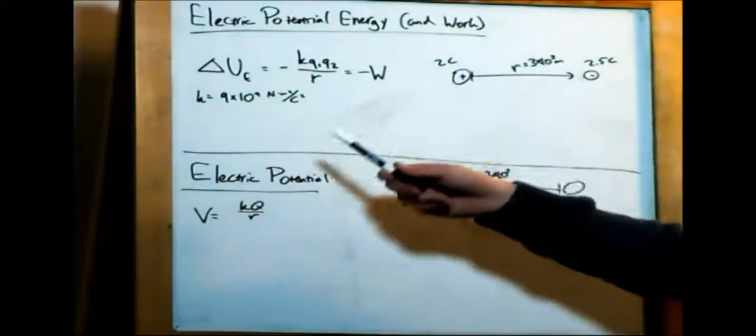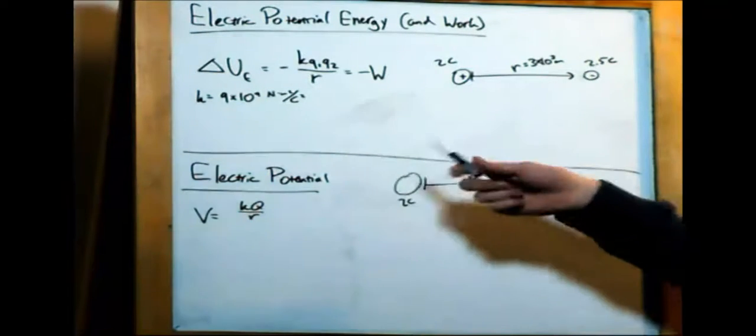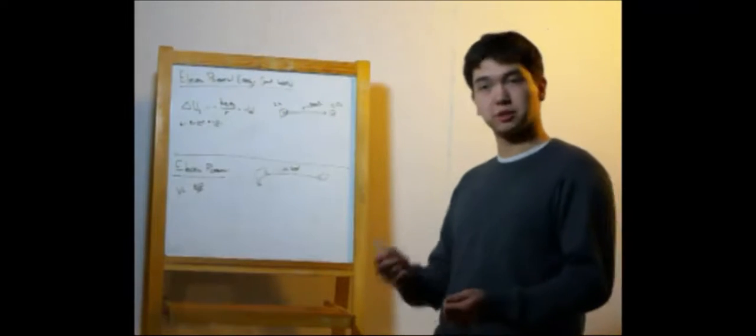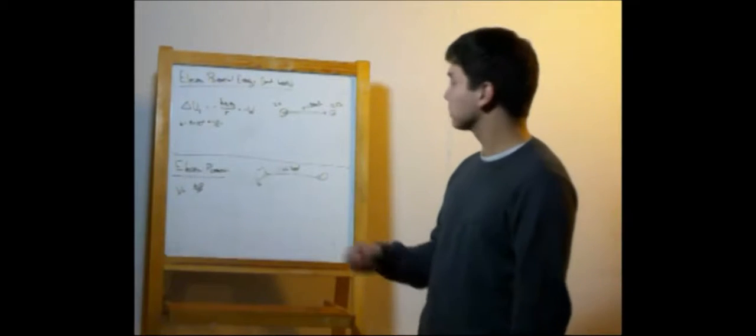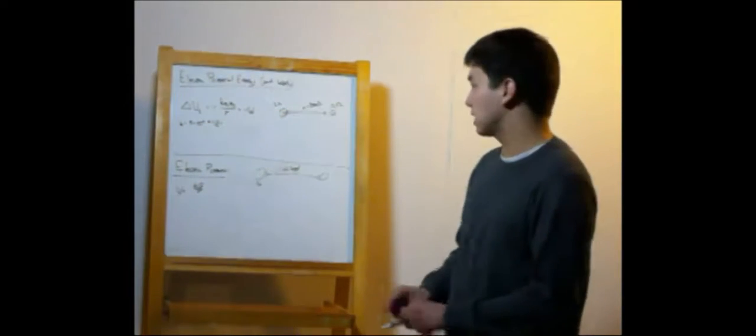Delta U sub E, or the change in electric potential energy, is equivalent to negative kQQ over r. So each of those Q's is going to be a different charge. One is going to be the moving charge, the other is going to be the one generating the electric field. And r is going to be the distance moved by the moving charge. So let's take this for example.